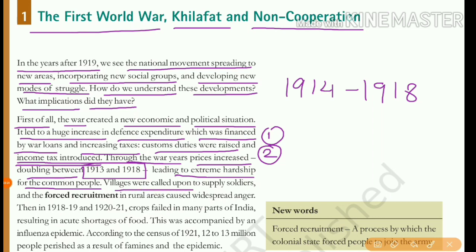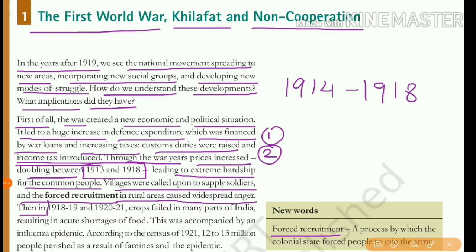Villages were called upon to supply soldiers, and the forced recruitment in rural areas caused widespread anger. Forced recruitment means a process by which the colonial state forced people to join the army. So the British forced Indian rural people to join the army, which caused anger among the villagers.